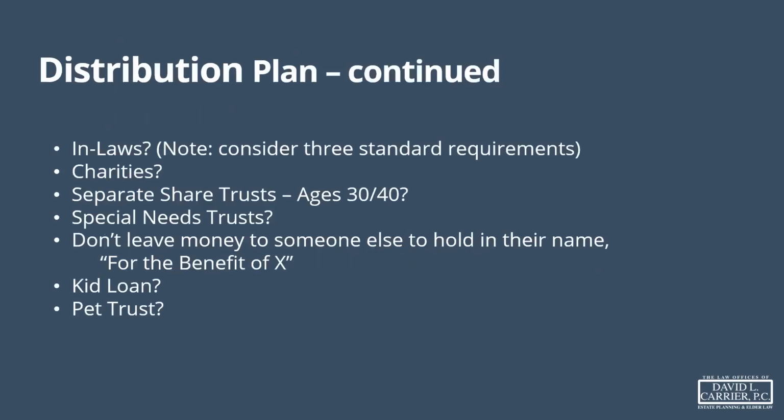Other things to think about too, some people will leave assets to their son-in-law or daughter-in-law. Most of the time, our clients will say, give the money to my kids, and if they predecease, then give it to their children or give it to their siblings. Sometimes clients will want to leave something to their son-in-law or daughter-in-law. If we do that, then there's three things we usually add to those conditions.